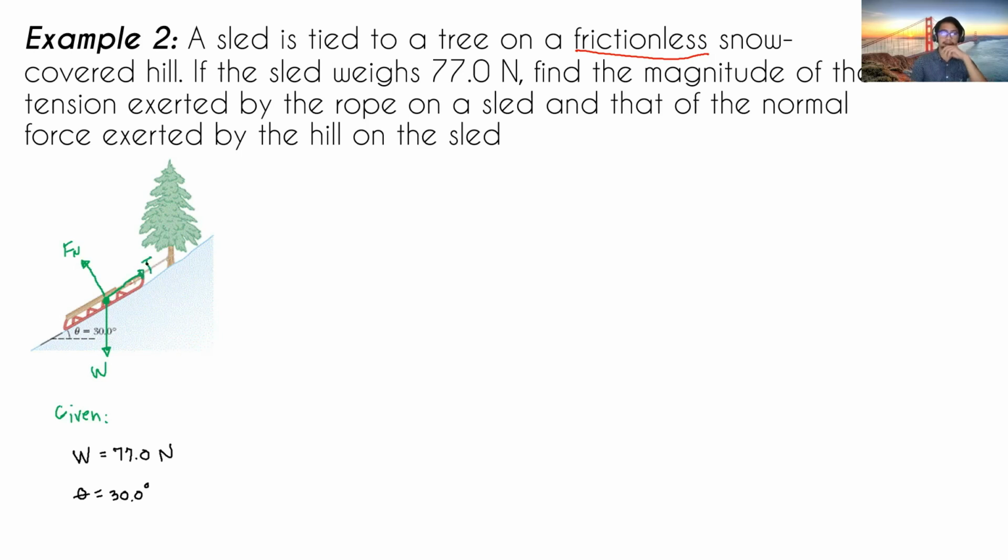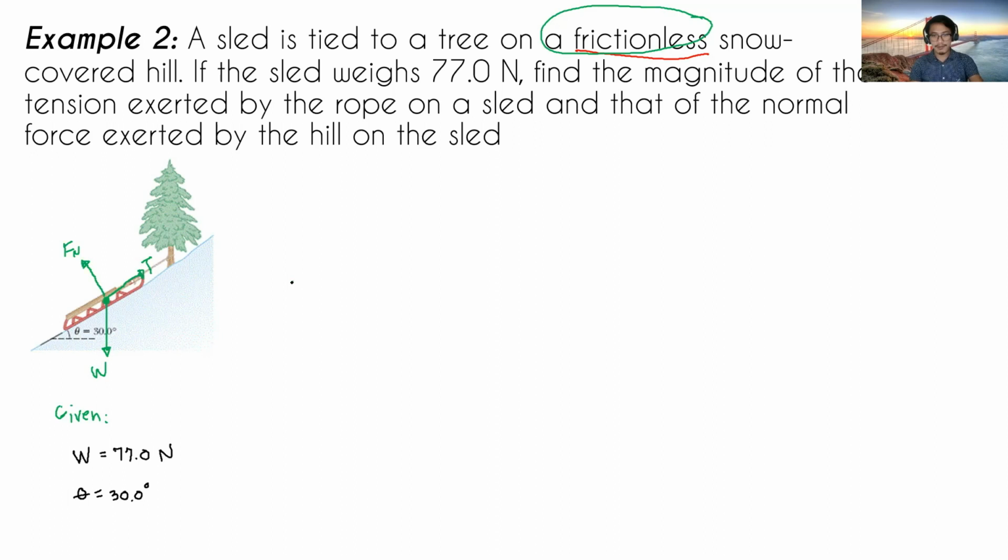Now, is there a frictional force on this free body diagram? No. Why? Because this is frictionless. Take note of that word. So we will not put any friction. When the drawing is slanted like this, that means we can rotate it, just like we did last time.